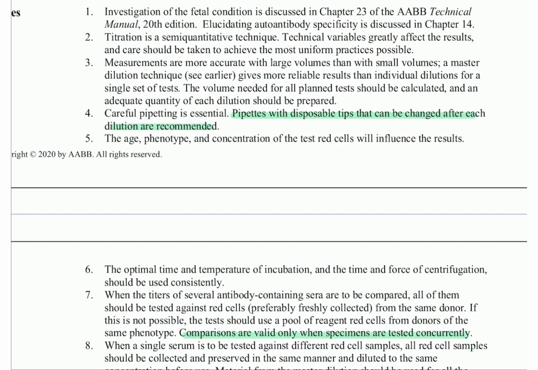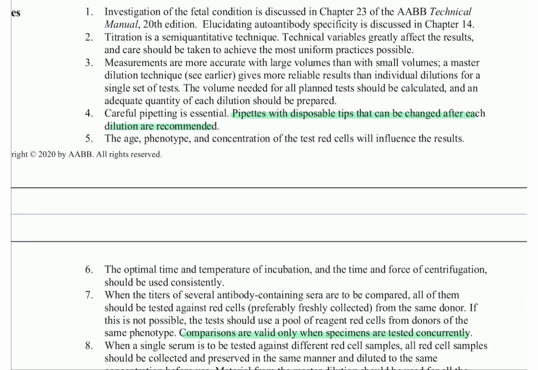The notes section is fairly straightforward. As I stated before, pipettes with disposable tips should be changed after each dilution, or it's recommended, so as not to have carryover from each tube. It's a very sensitive test.